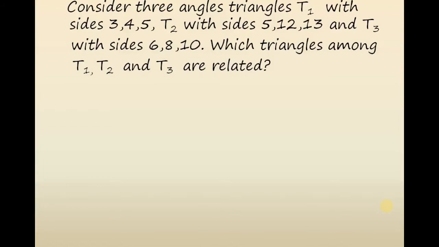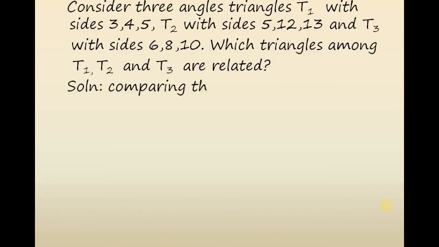There's a second part to this question which says: consider three triangles, T1 with sides 3, 4, 5, T2 with sides 5, 12, 13 and T3 with 6, 8 and 10. Which triangles among T1, T2 and T3 are related? Again, they've asked which triangles are related. Related in what way? Since the question said the triangles must be similar to each other. And similar in what way? Here, since they've given us the sides, we have to work with the sides, so we have to check their ratios.